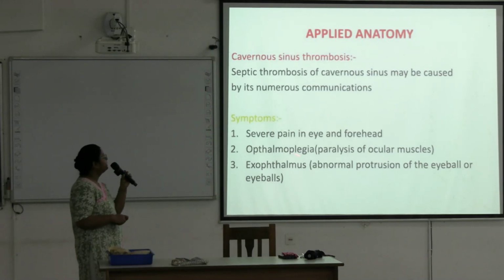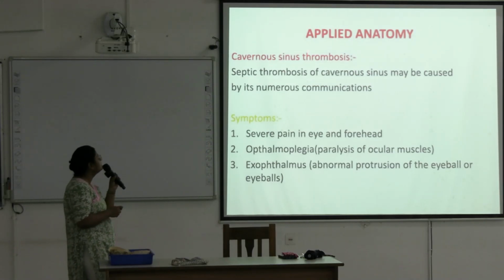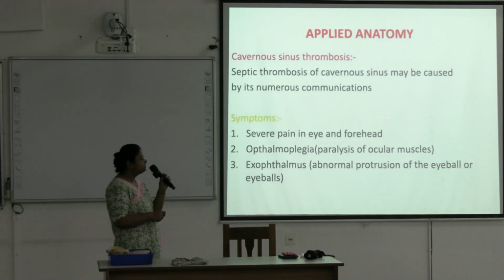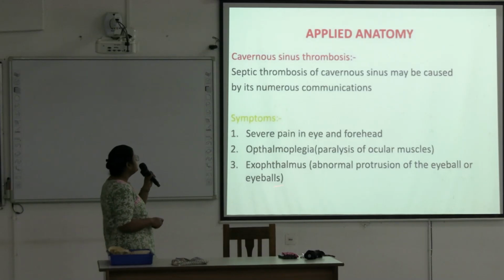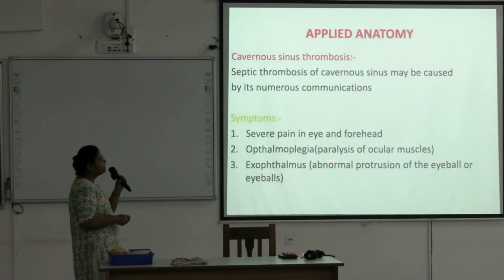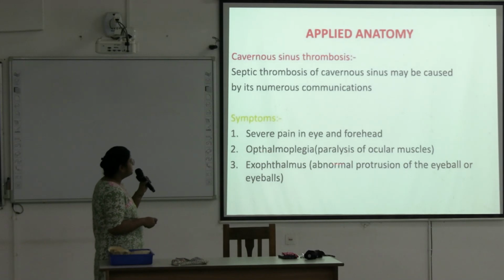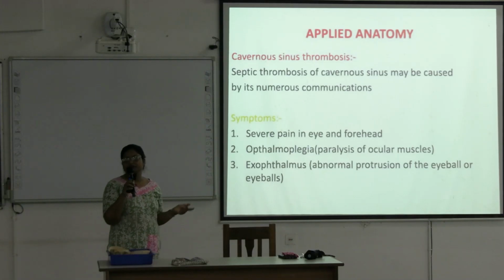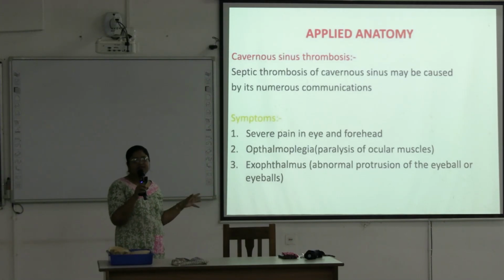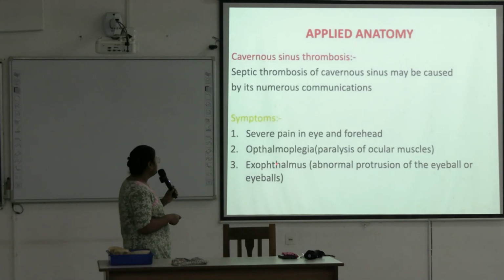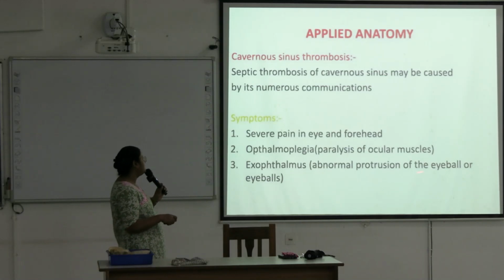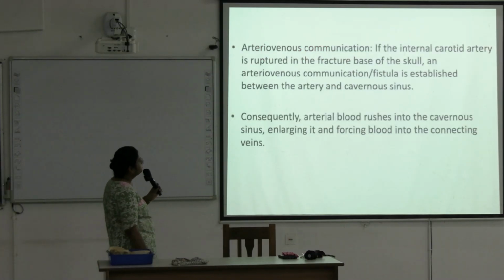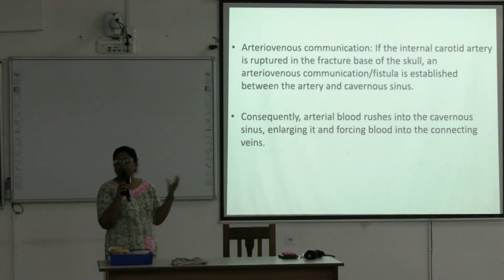is applied aspect of cavernous sinus. Cavernous sinus thrombosis. Septic thrombi of cavernous sinus may be caused by its numerous connections. That's why the connections are important. Symptoms are severe pain in the eye and forehead, ophthalmoplegia, paralysis of the ocular muscles. Paralysis of ocular muscles due to involvement of third, fourth, and sixth nerve. It was supplying the extraocular muscles. And exophthalmos, abnormal protrusion of the eyeball or eyeballs. Okay. Next, sometimes one side is involved, sometimes both sides are involved.